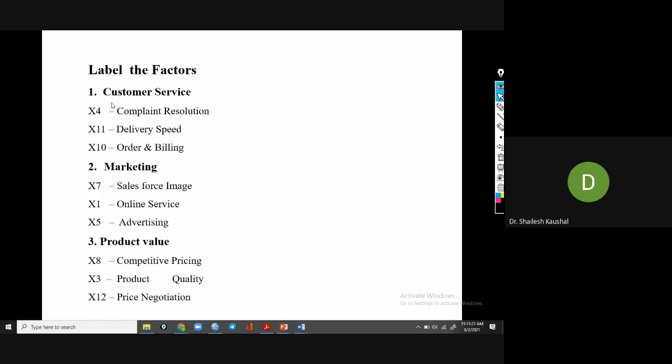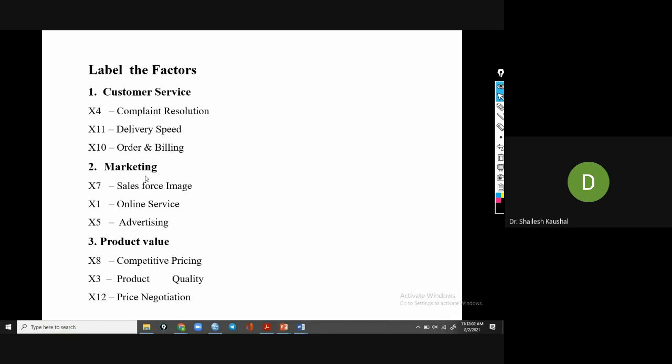Now in this study we used 14 variables to conduct the exploratory factor analysis, and out of the 14 variables we identified only 9 variables. One factor has complaint resolution, delivery speed, and order and billing. These three variables are related to customer service. It's the researcher's choice to give the name on the basis of the questions, so I think customer service is the better name for these three variables.